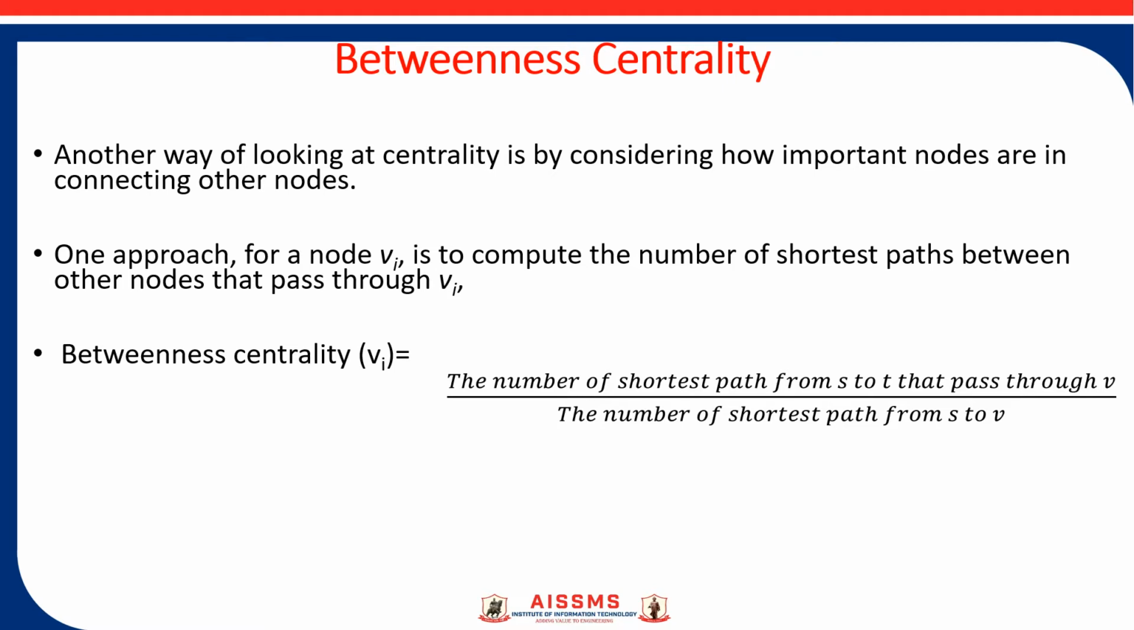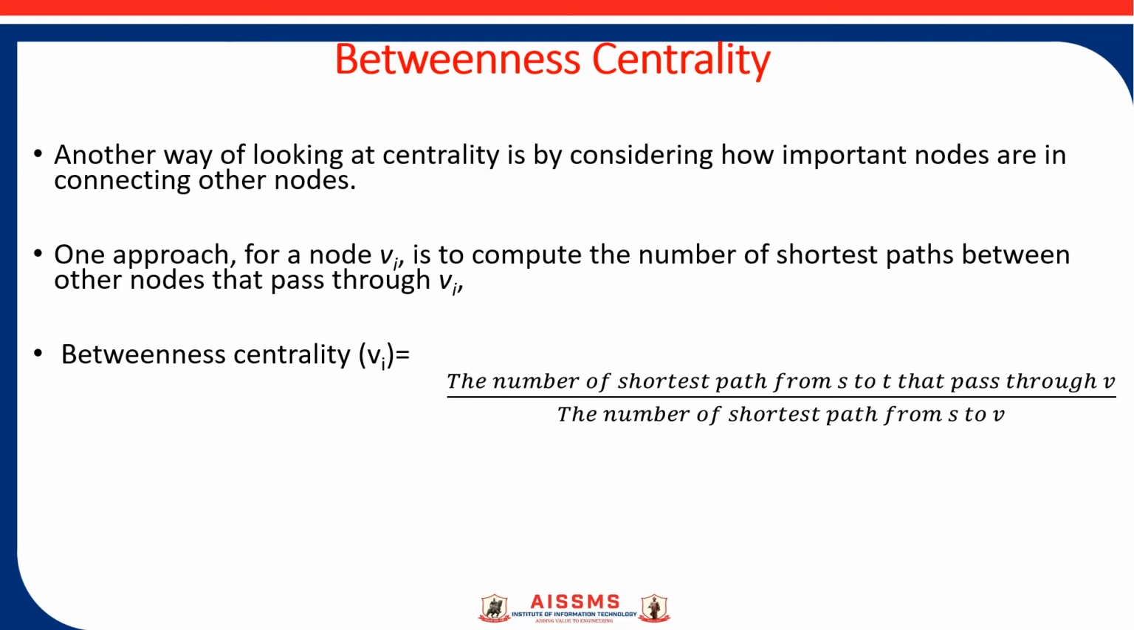Betweenness centrality is one type of centrality measure which, just like closeness centrality, is based on shortest path theory. It is another way of looking at centrality by considering how important nodes are in connecting other nodes. So one approach for a particular node Vi is to compute the number of shortest paths between other nodes that pass through Vi. So here we see, for each and every node, how many shortest paths are passing through that particular node. That is the main fundamental behind this.